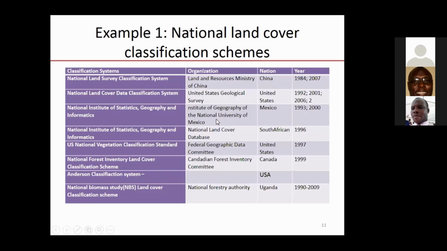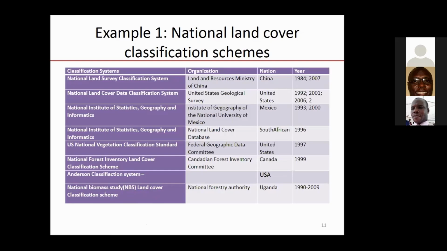Then in Mexico, they have this system, the National Institute of Statistics and Geography and Informatics. And in Uganda, we've had the National Biomass Study. When we talk about classification systems, it is very good to talk about our own country. So the National Forestry Authority has a classification system that they use to define land cover.